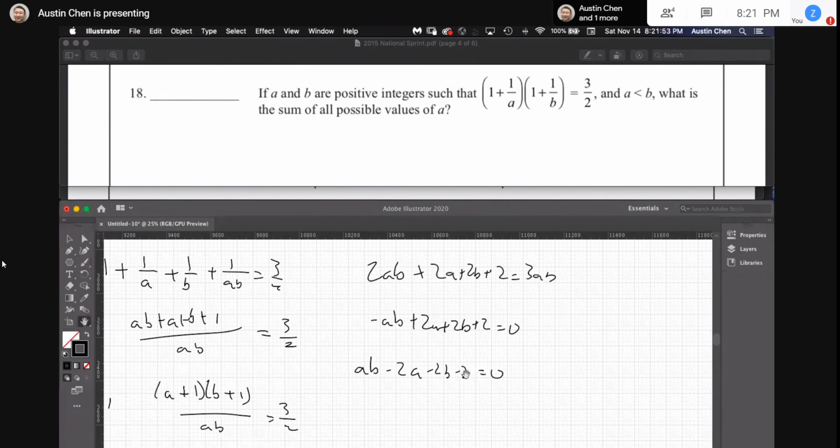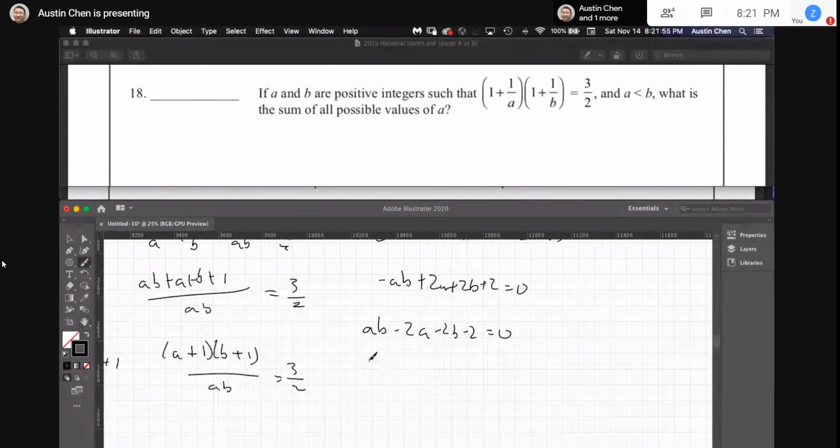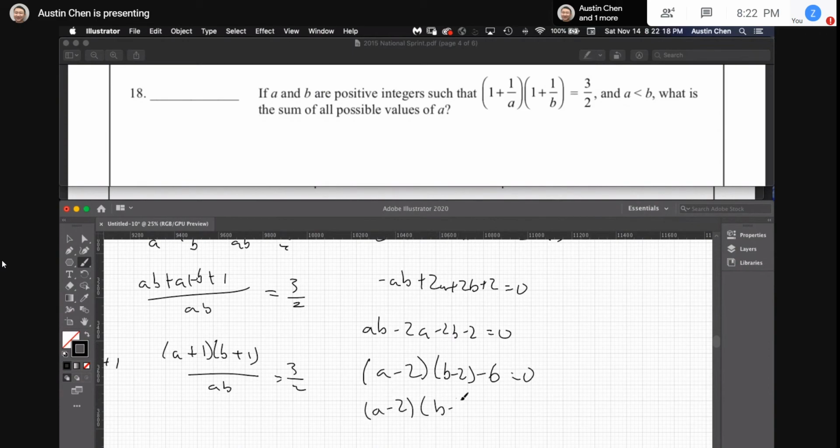And then this just factors into, or you can have, A minus 2 times B minus 2, right? So this will mirror this, except at the end it has a plus 4, right? So then we need to just minus 6 of this. And then we can say A minus 2 times B minus 2 equals 6.